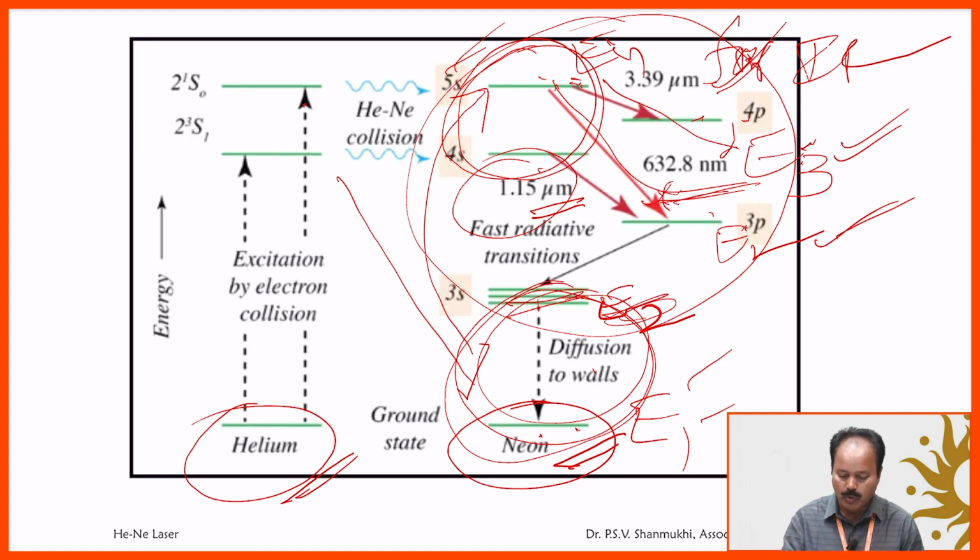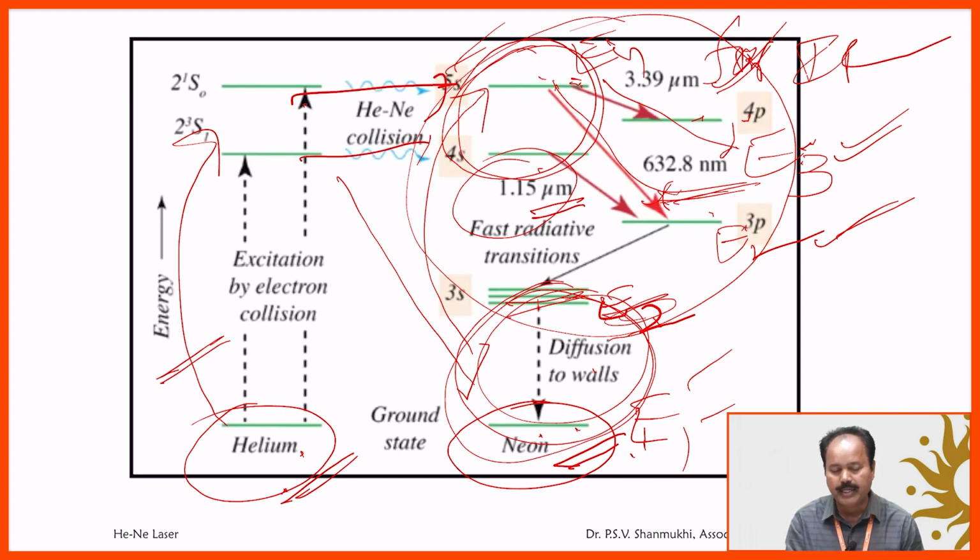This is a continuous laser. Why? Because the moment they come from the higher energy state to the ground state, the neon ions are again ready. What is the whole process? Continuously the electrons will collide with helium. Helium ions will go to the higher energy states. They transfer the energy to neon. Later, different transitions are possible. They come to the ground state. Again, they are ready for the entire process. So, this is a continuous laser.